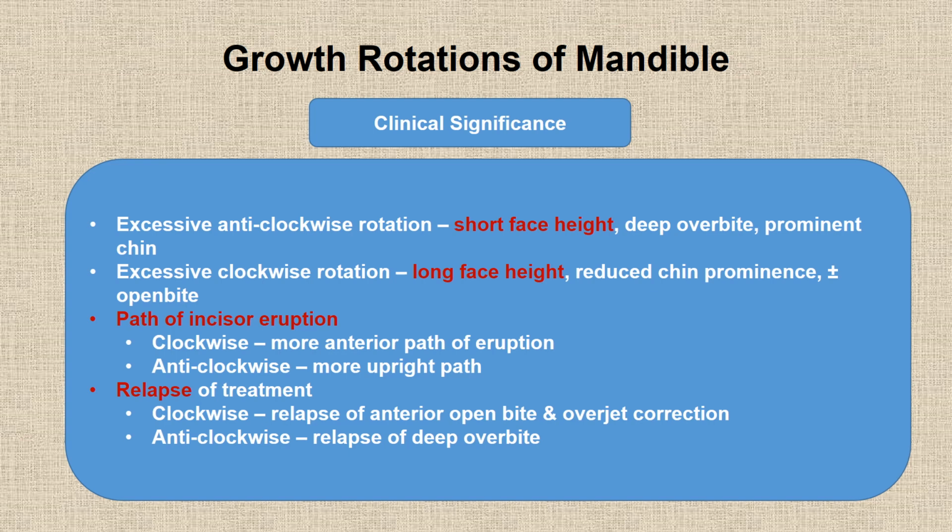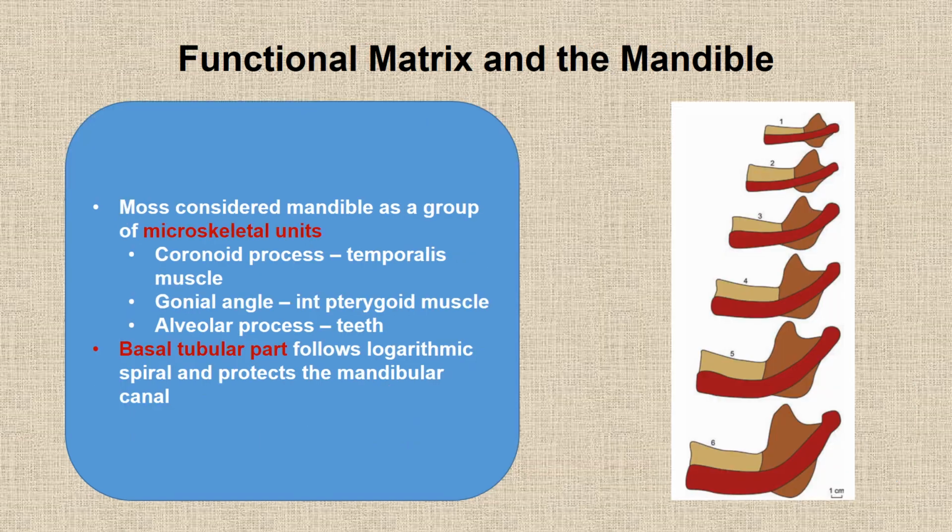Now, the path of incisor eruption is affected as well. In a clockwise rotation, the eruption path is more anterior, whereas in anti-clockwise rotation, the incisors take a more upright path of eruption. Relapse of treatment also depends on the growth rotations. Now, how do we relate the functional matrix and the mandible?